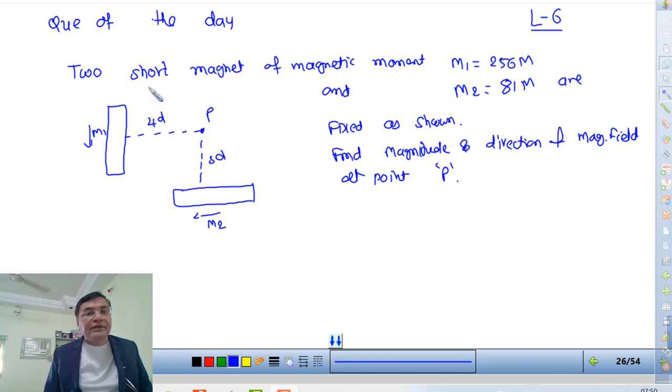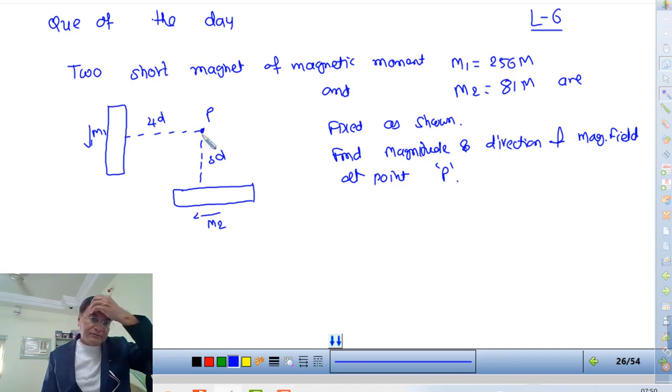So, question of the day: two short magnets, here is magnet 1 and magnet 2, fixed here. The magnetic moment of one is 256 m and of the other is 281 m. Find the magnitude and direction of the magnetic field at point P. Here we want the direction and the magnitude of the magnetic field. Okay.